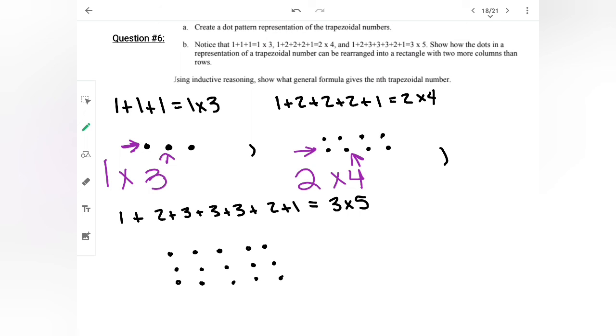Again, with this third one, it's really very simple. You just count the sides. You got 3 by 5. Therefore, the dimensions will be 3 by 5.